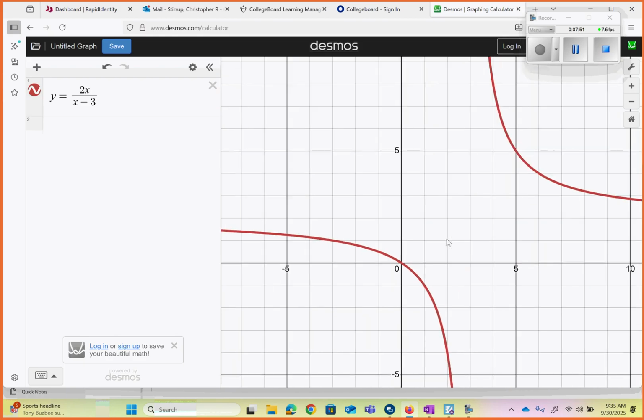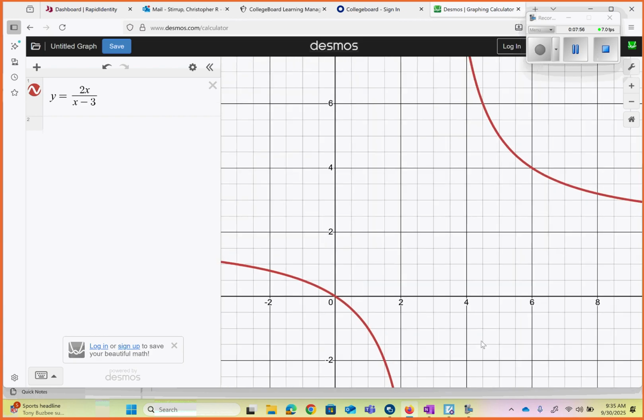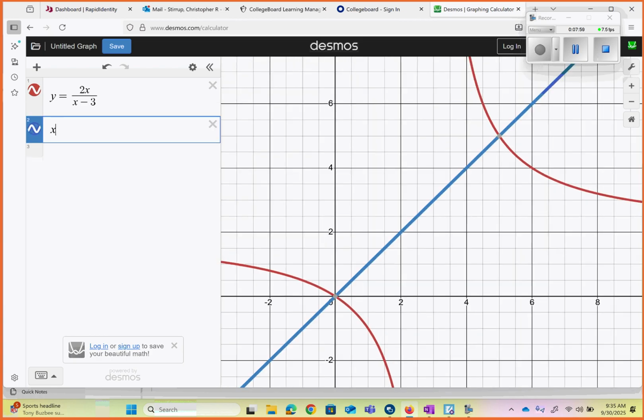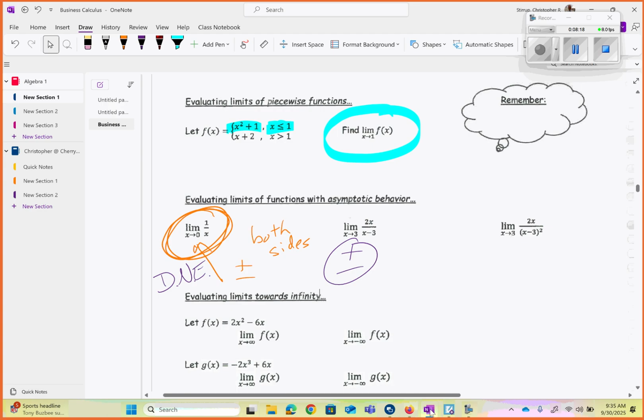All right. So if you take a look at this graph, as we come to 3, okay? So if we just do this, x equals 3, we have that vertical line. Does this limit exist? No. As I come from the left, it goes straight down to negative infinity. As I come from the right, it goes straight up to positive infinity. This also is one where the limit does not exist, because they're going to two different infinities.